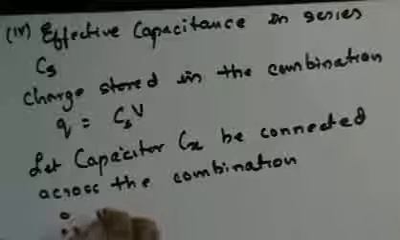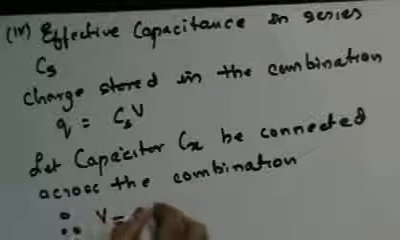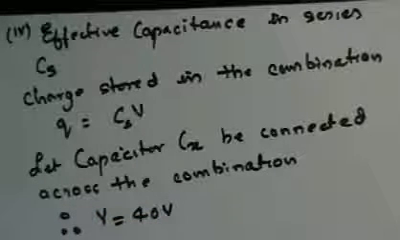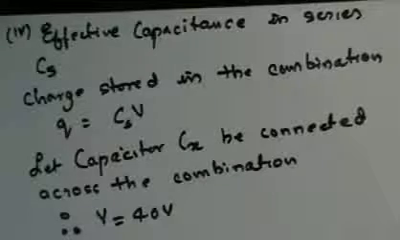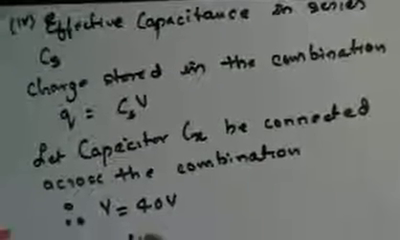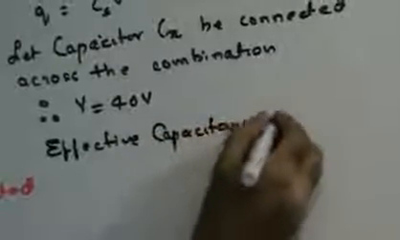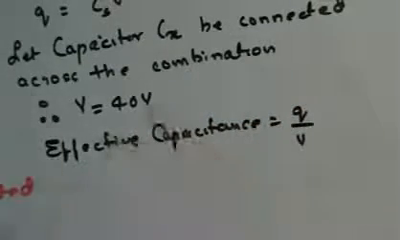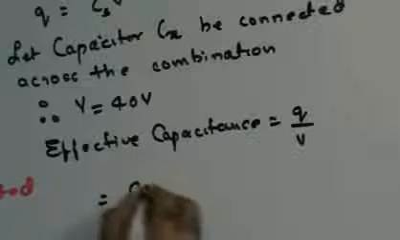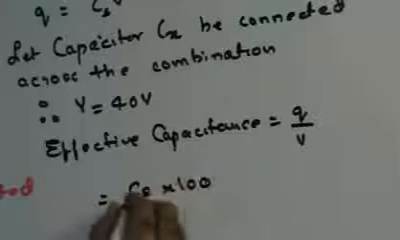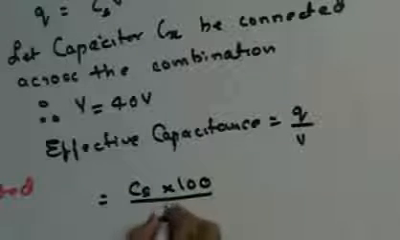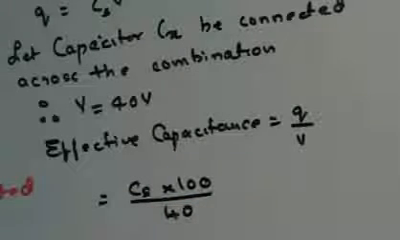Therefore now the potential difference they've said is 40 volts, right? So in that case I can say that effective capacitance is nothing but Q upon V. Q you already found out, V is 40 volts, so CS into 100 is your Q upon V is 40. So you will come to know what is the effective capacitance, right?